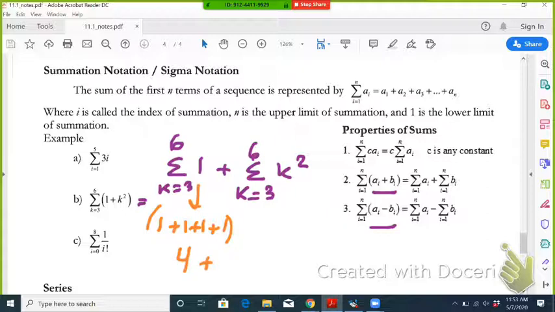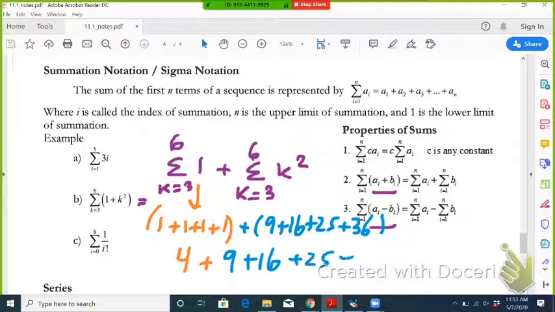Then with the other part, since there is a k, you plug in 3 for k squared and you get 9, and then you plug in 4 and you get 16, you plug in 5 and you get 25, you plug in 6 and you get 36. Now we can add all these up, and you get 90 for that. Now for C, you could try it on your own.